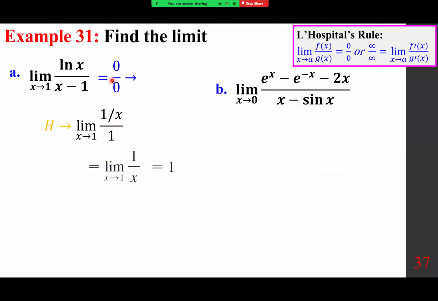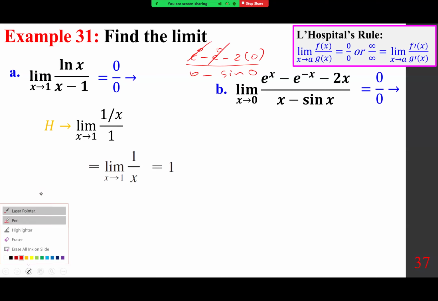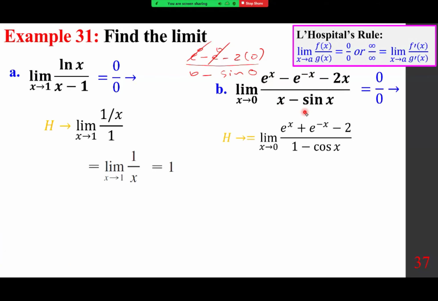What about this one? If you plug in, and let me quickly show you because you have to show work. If I plug in, you get e to the power of 0 minus e to the power of 0 minus 2 times 0 over 0 minus sine 0. And I hope you see that these two cancel each other, right? So we get 0 over 0. Therefore, we can use L'Hopital's rule. Now, the derivative of this guy is itself. This is minus and minus, plus e to the power minus x. This is negative 2. This is 1 minus cosine x.